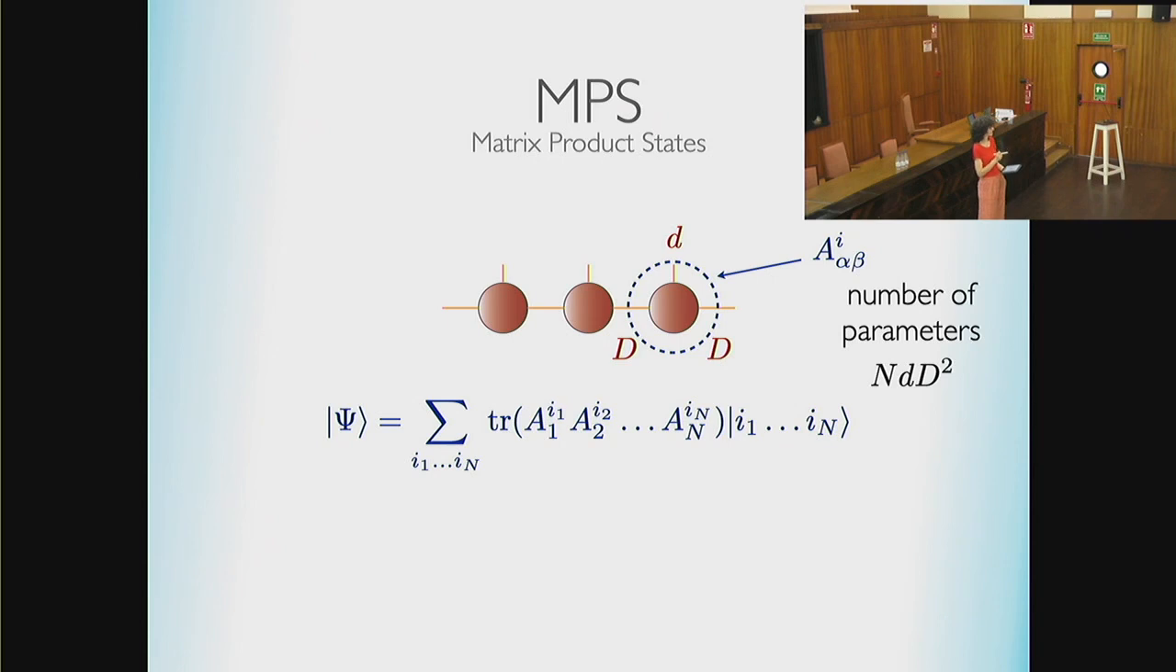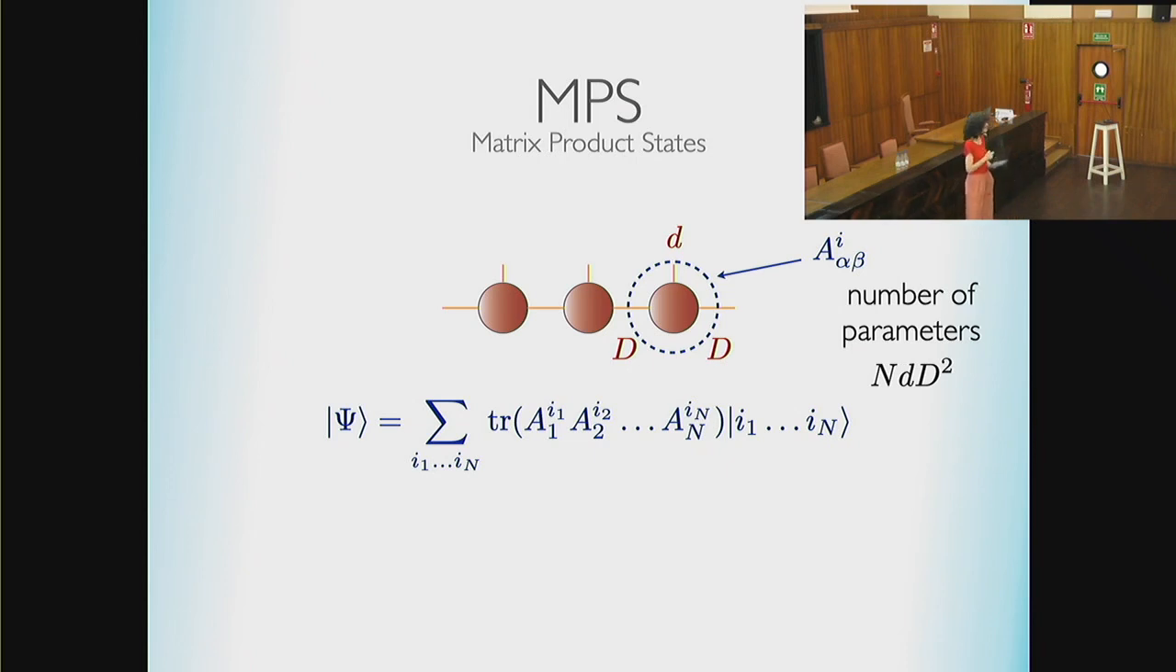Okay, something interesting is that in the numerical, so in the applied mathematics community, this ansatz was independently discovered some years ago, and they call it a tensor train. So it's very graphical in my opinion, like that, right?